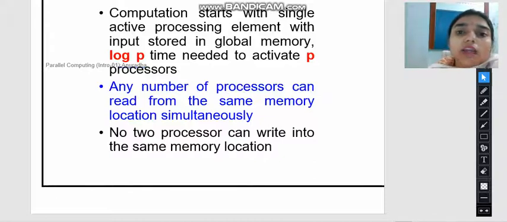So this is all about the PRAM model of parallel computation. In the coming lectures we will get to know how this PRAM model works and what the different types of PRAM model are. Thank you.